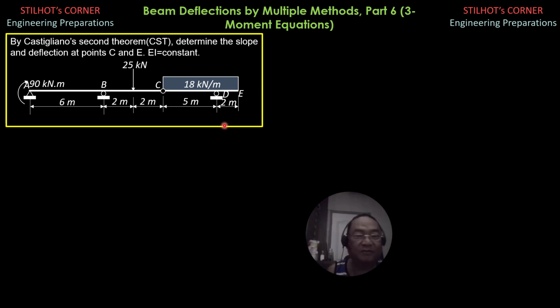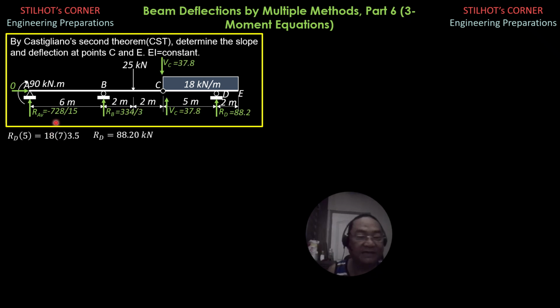So first, compute the reaction at D considering CDE by taking moment about C. And after that, I want you to show that the reactions at supports A, B, and the internal hinge at C will be as follows. So from there, RA vertical is negative 728 over 15. So these are the values from the previous methods also.